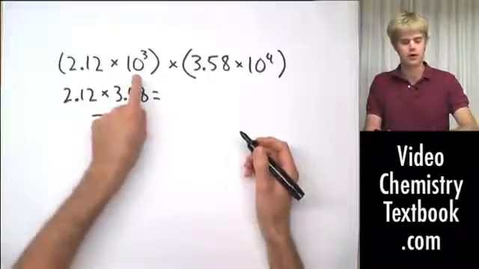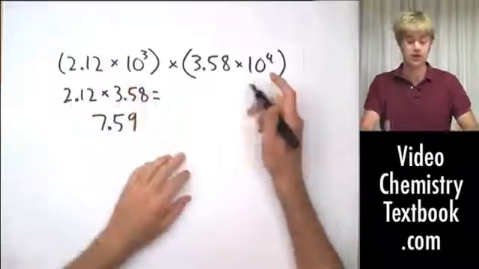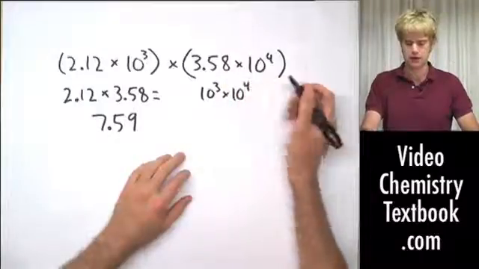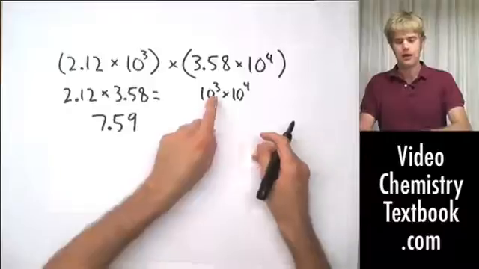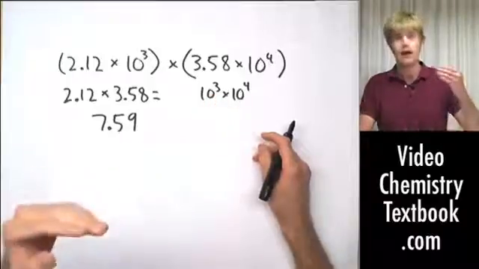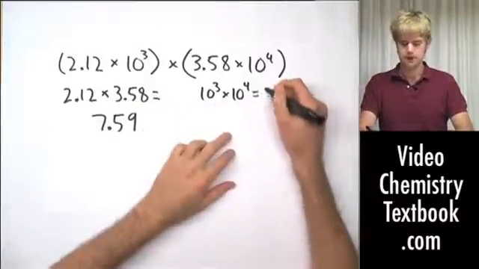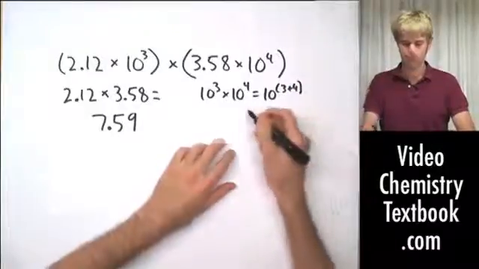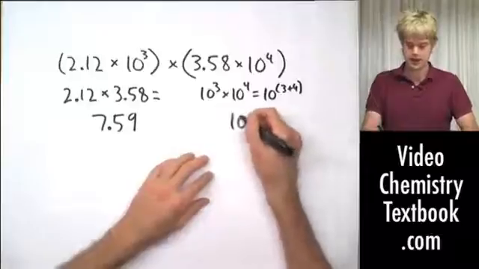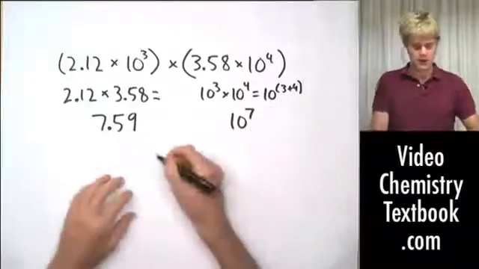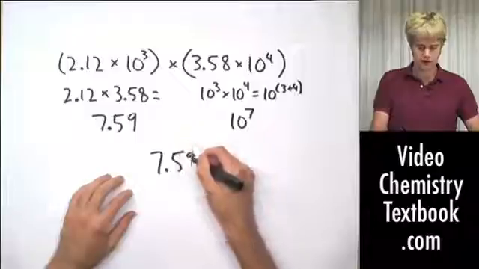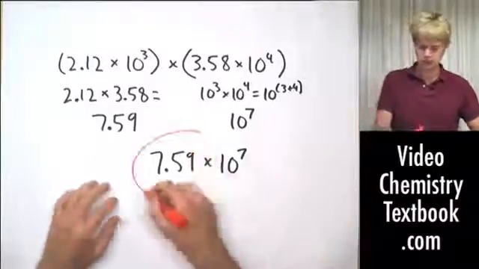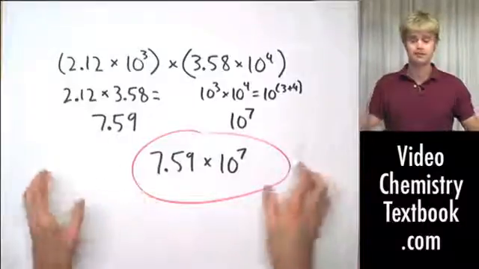The next thing we want to do is take these 10s raised to the power and multiply them together. So we do 10 to the third times 10 to the fourth. When we multiply powers of 10 together, we add the exponents. So this equals 10 to the 3 plus 4, or 10 to the 7th. So the answer here is 7.59 from the first half times 10 to the 7th. And that's our answer for this problem.